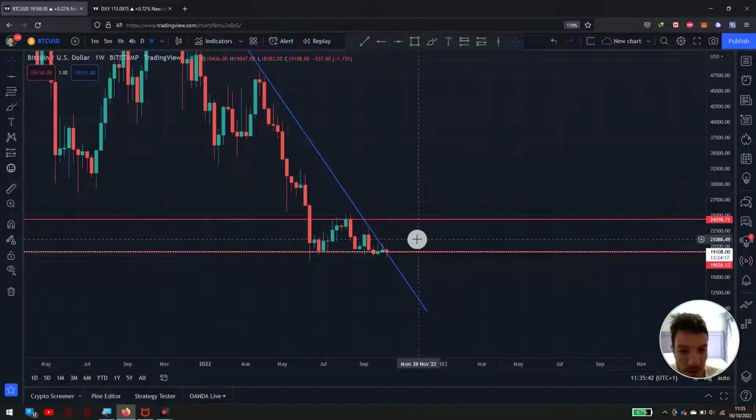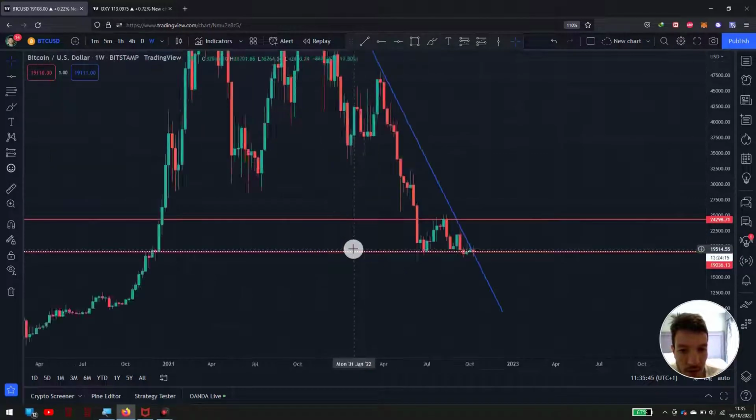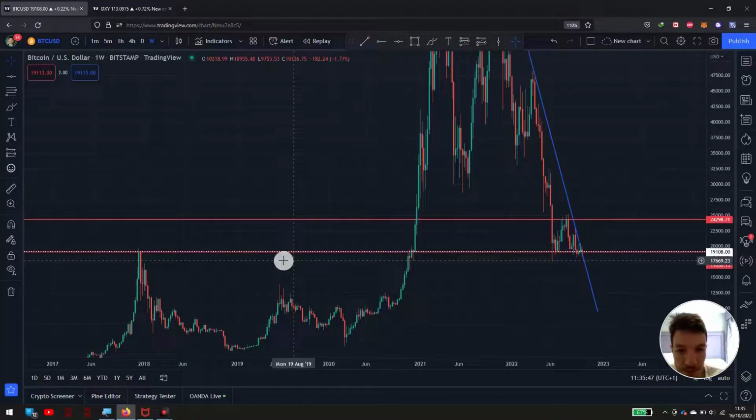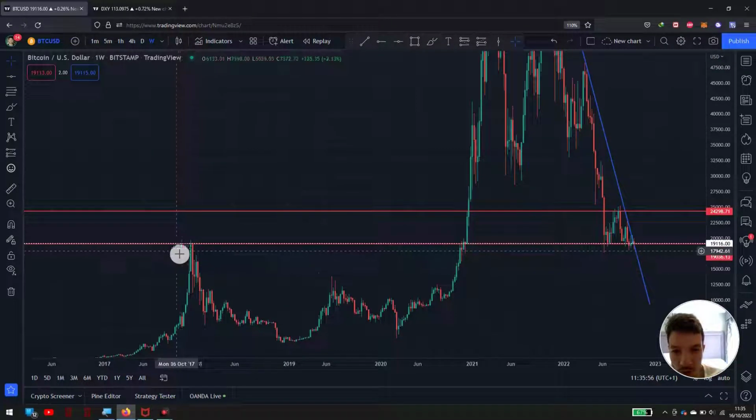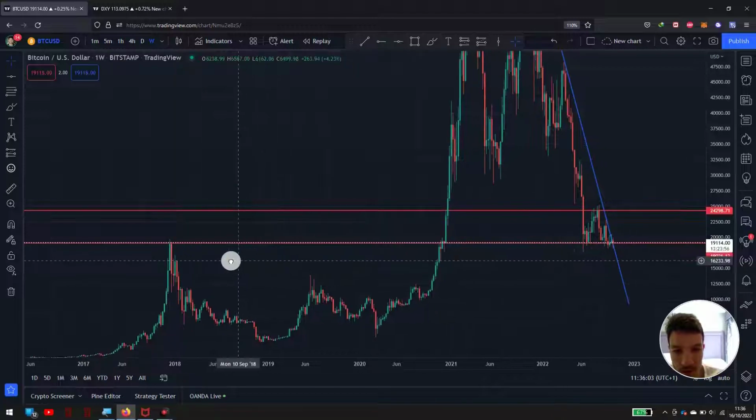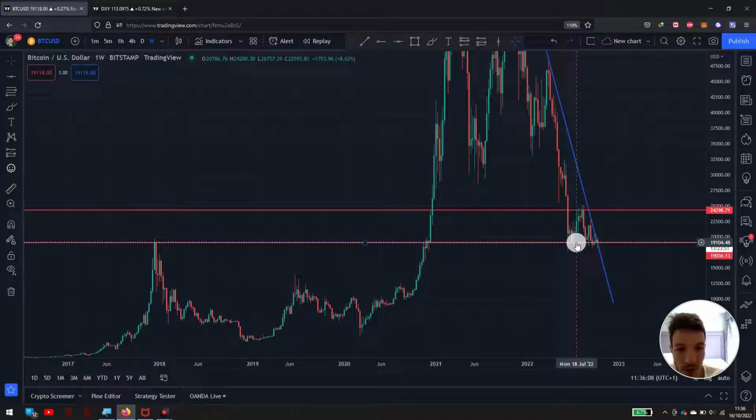But what else can we see on this level? If we go back to the previous support, we can see that it was around 2018. We had exactly the same support here, because this was the all-time high in 2018. So you can see that every time Bitcoin touched this price level, it bounced off again. That's why it goes up and down just at this level.